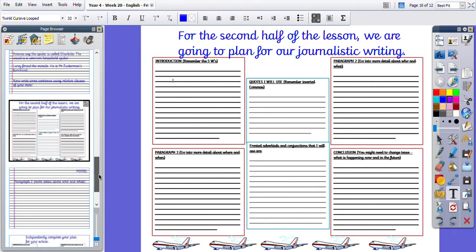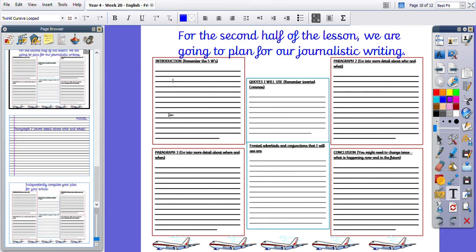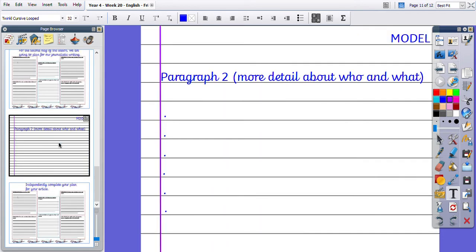So for the second half of the lesson, we're going to plan for our journalistic writing. Okay, so we've got our introduction section, paragraph 2, paragraph 3, our conclusion, and in the middle it says the quotes, any quotes I might use, and any fronted adverbials or conjunctions that I might use. Okay, so you're going to fill these boxes with ideas of what you want to put into your newspaper article. So let's have a go together.